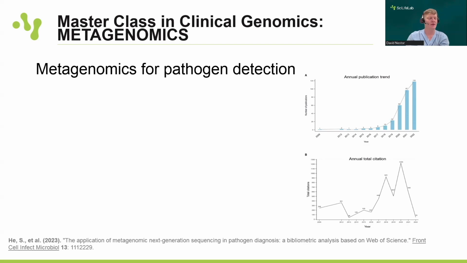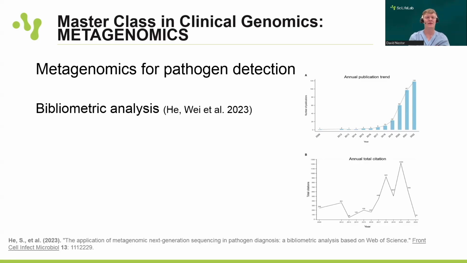So looking at what has been published in this area, this is a paper from last year, a bibliometric analysis of all papers focusing on metagenomics for pathogen detection. And you see here a very heavy incline during the last years. It has reached a lot of research interest. And one take-home message from this paper is that the majority of papers is from China. I get the impression that metagenomics is much more used in clinical practice in China. And also we have a lot of the technical development going on there.